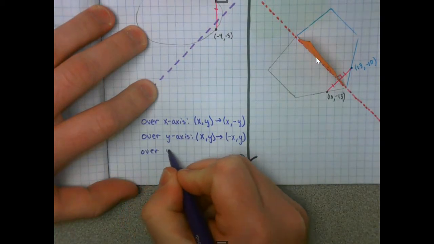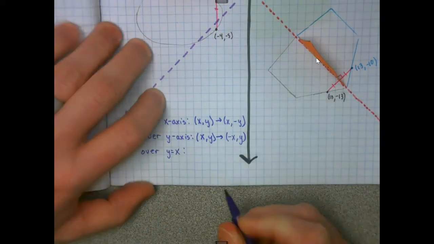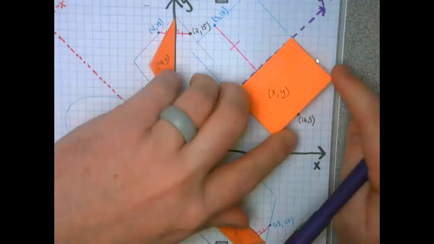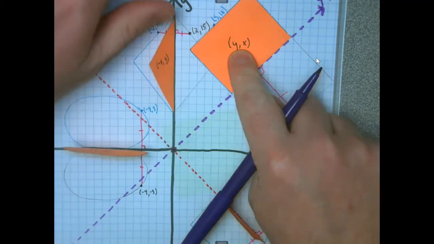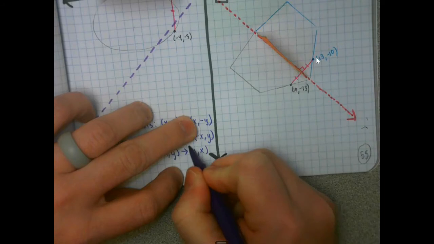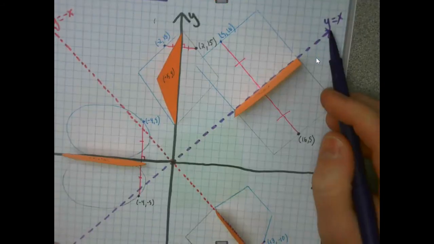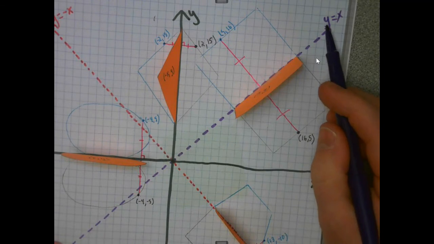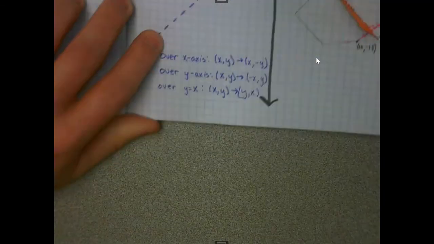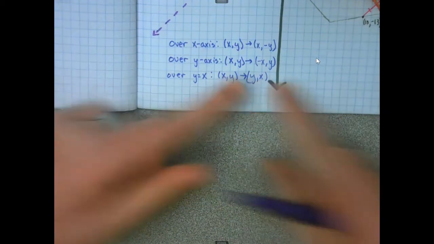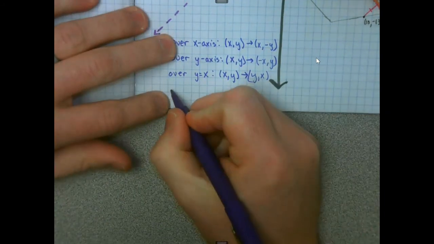Over the y equals x line, x, y goes to, if we come up here, x, y, when I reflect it over, it switches. So it goes y, x. And the reason that is, I'm telling you that my x's and y's are the same. It says y equals x. So when I come down here, x, well, that equaled y, and y equaled x. They just flip-flop because they're equal.